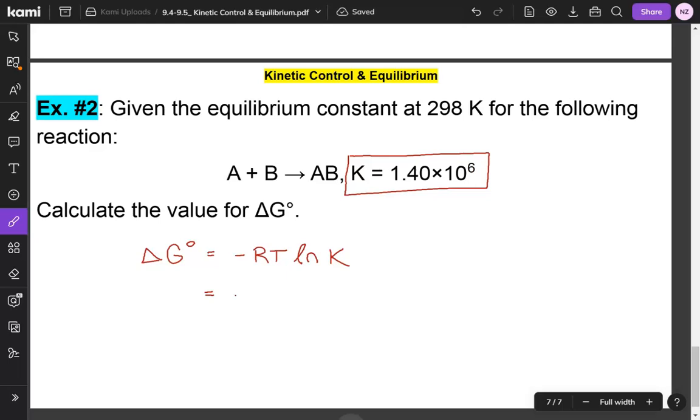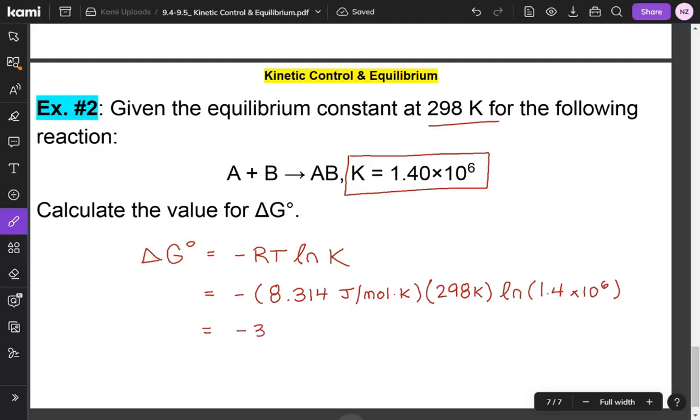So we're just plugging in values here. So R is 8.314 joules over moles times Kelvin. 298 Kelvin is going to be our temperature. And then we have natural log of our constant K, which is going to be 1.4 times 10 to the 6th. So if you plug all this into your calculator carefully, you should end up with the value of negative 35.1 kilojoules per mole.